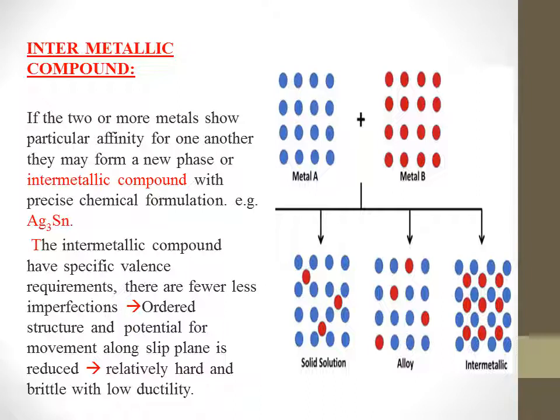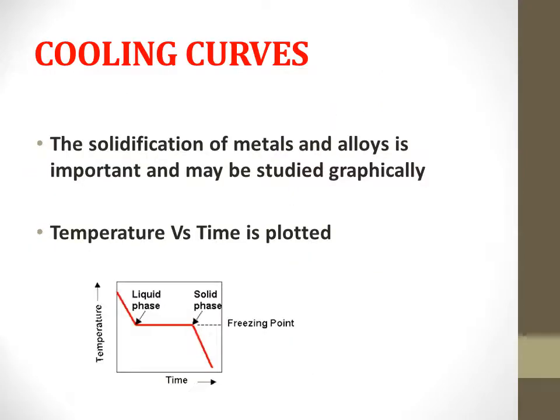So, it has a precise chemical formulation and specific valence requirements. And the important thing is that in intermetallic compounds, there are very few imperfections or dislocations. Hence, the potential for movement along the slip plane is reduced. So that means dislocations are very few and they cannot move that easily. That is why intermetallic compounds are hard and brittle and have low ductility.